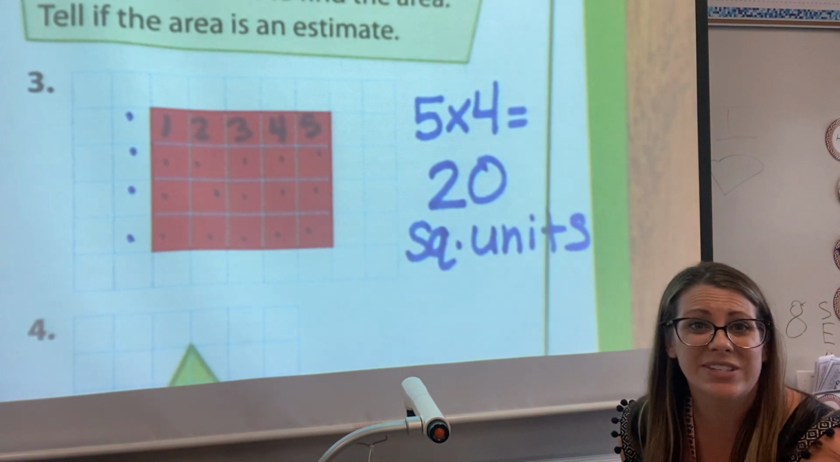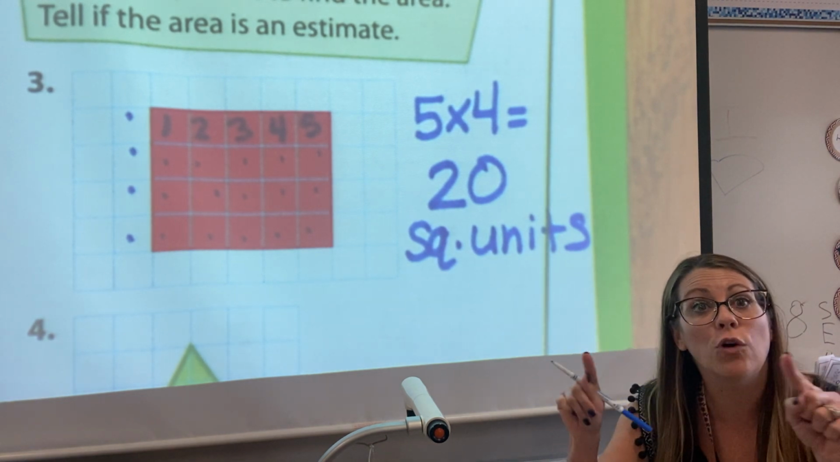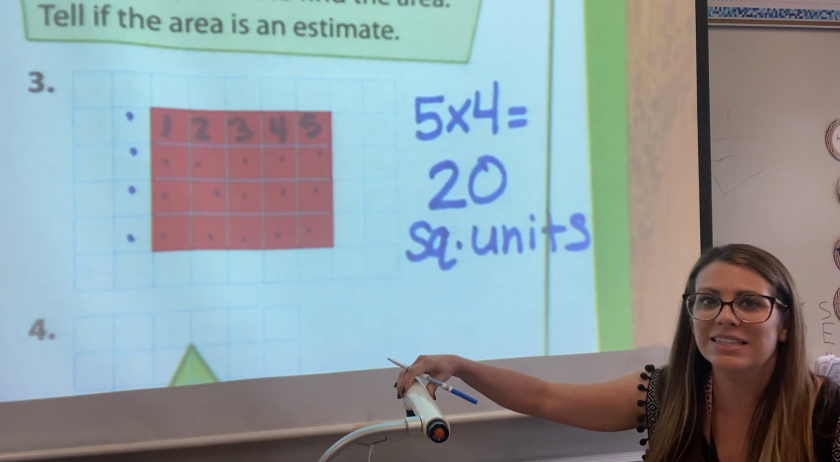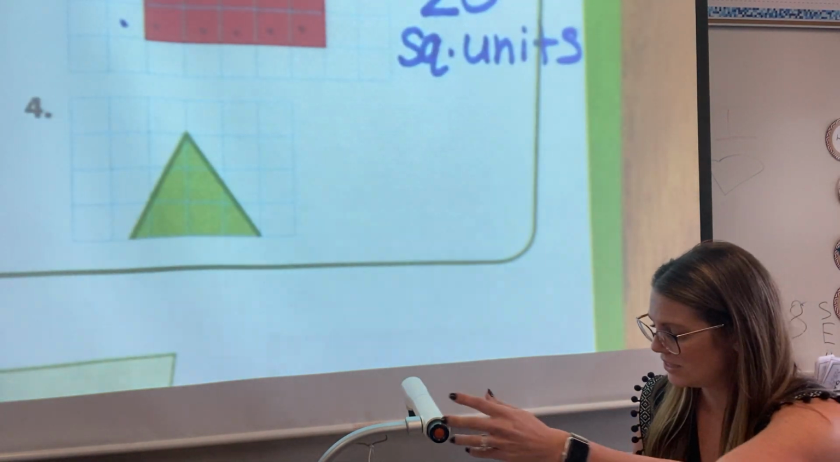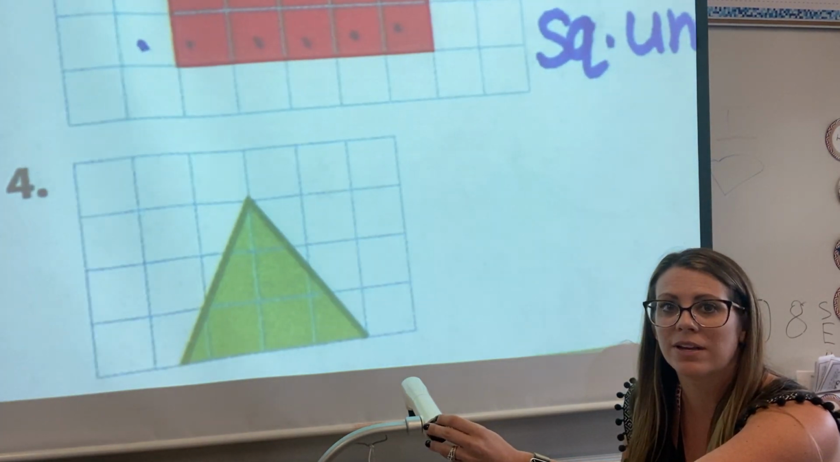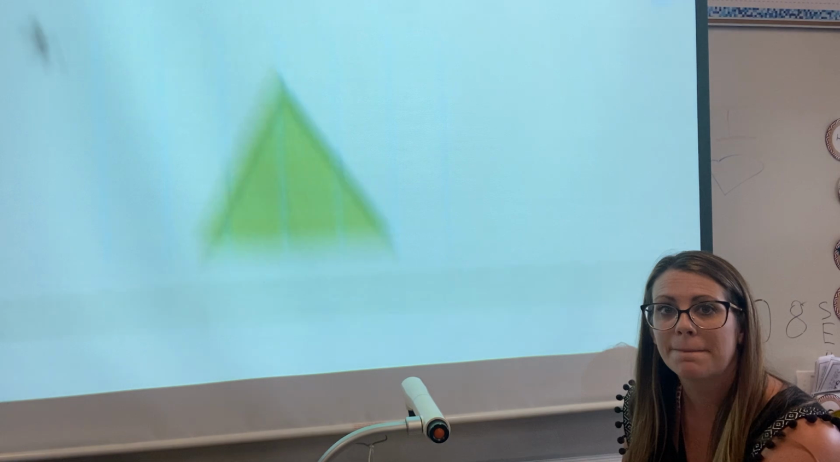So we did not have to estimate there because they were full square units. There weren't any little pieces. But then let's look down here. Let's look at number 4. And I'll make it a little bit bigger for you. You also have it in your math book, right?